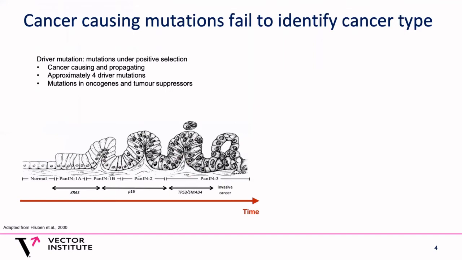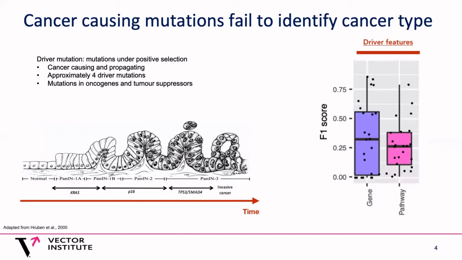The obvious place to start is to look at driver mutations, or mutations to cancer genes. Here I'm showing the classic model for the development of pancreatic adenocarcinomas. You can see that pancreatic cancer typically has mutations to these 4 well-characterized cancer genes. So you can imagine that if a patient comes into a clinic with an unidentifiable cancer and you see these 4 mutations, you may have some reason to believe that they have pancreatic cancer.